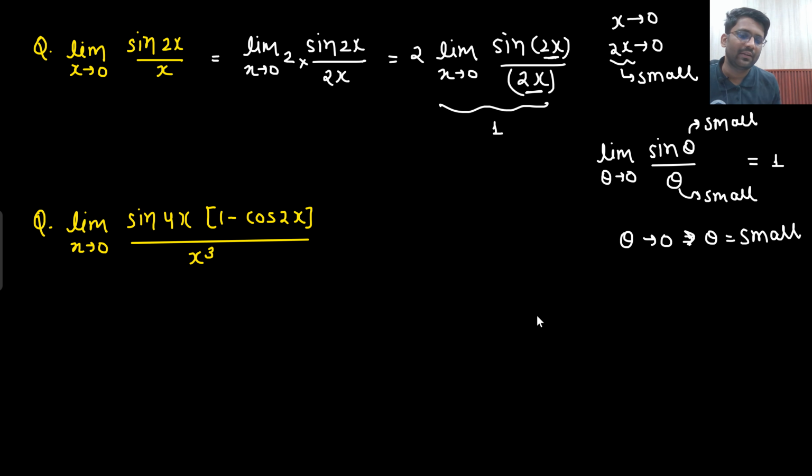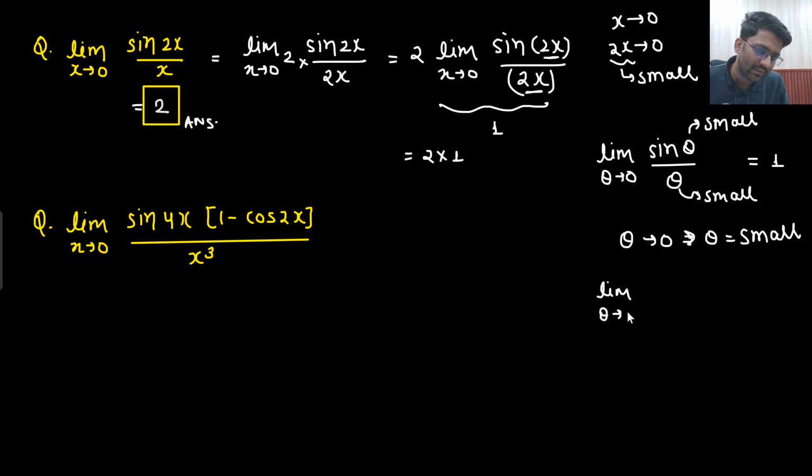So 2 multiplied with 1, what is the answer you are getting? The answer you are getting is 2. That's the answer. You can apply L'Hopital, but in that manner also you can solve it. I try to make the same form, 2x by 2x, sin small angle divided by small angle. Similarly, it goes for tan as well. What was the answer for this? Tan x divided by x, you got to know that the answer came out to be 1. So similarly, it goes for tan as well.